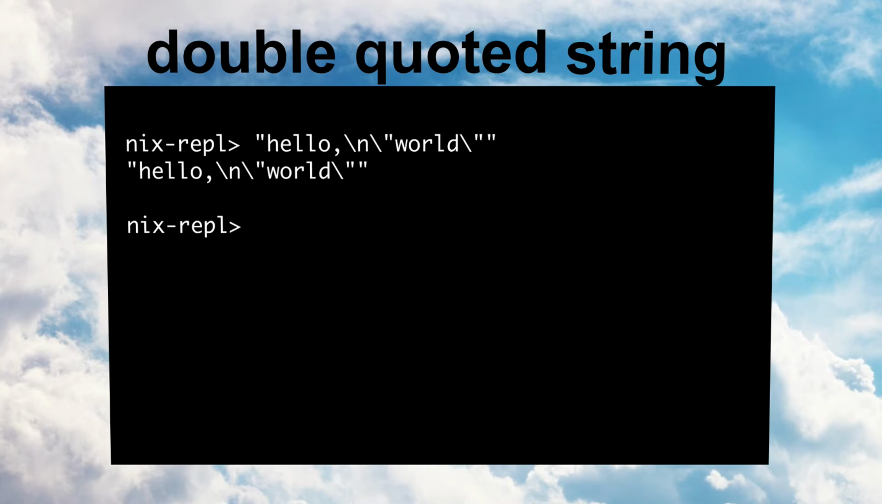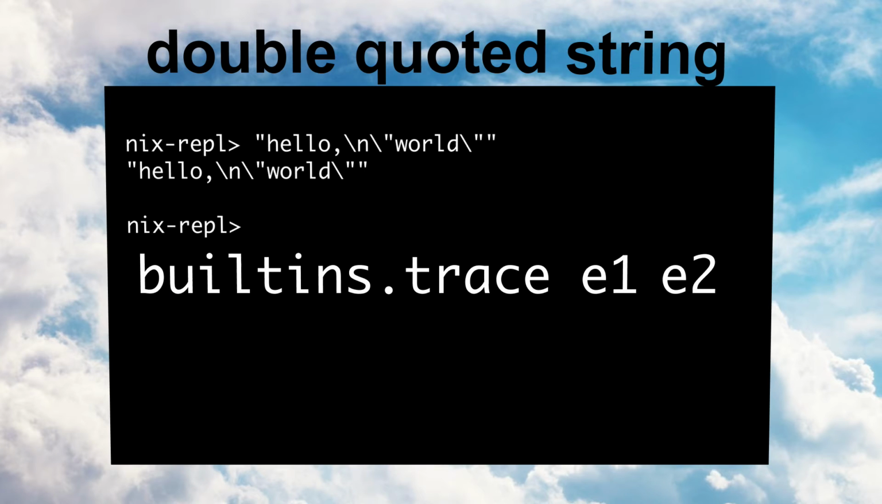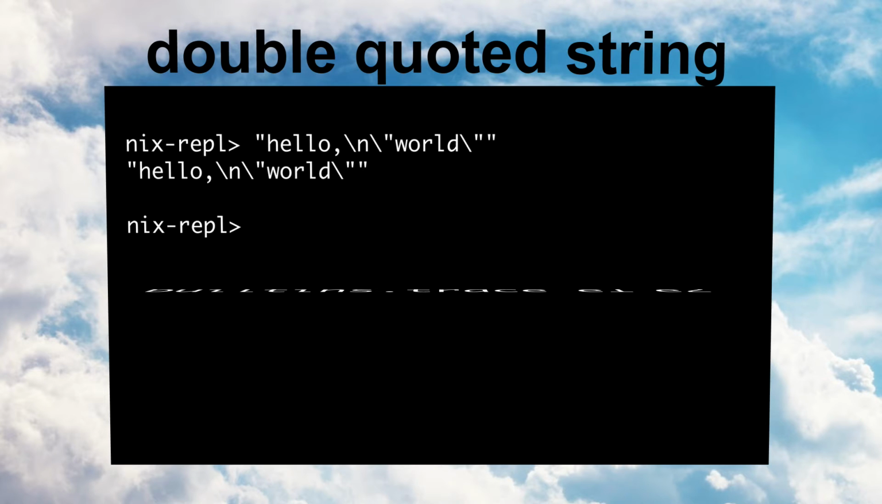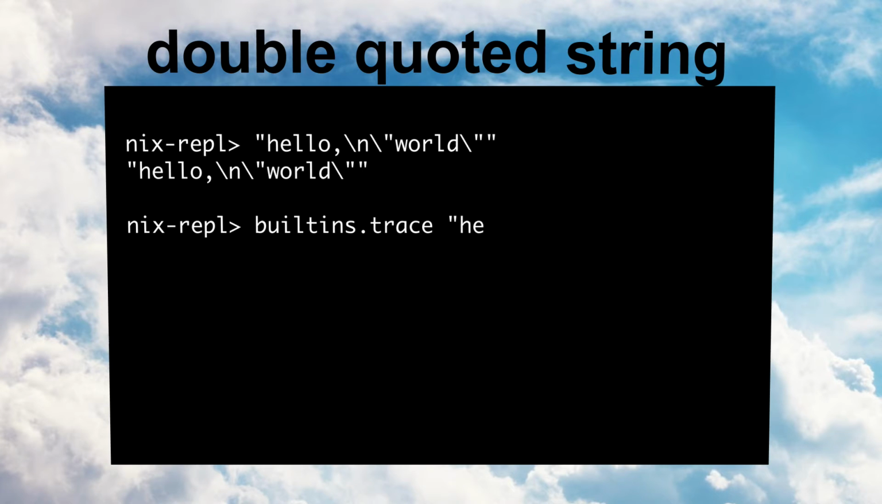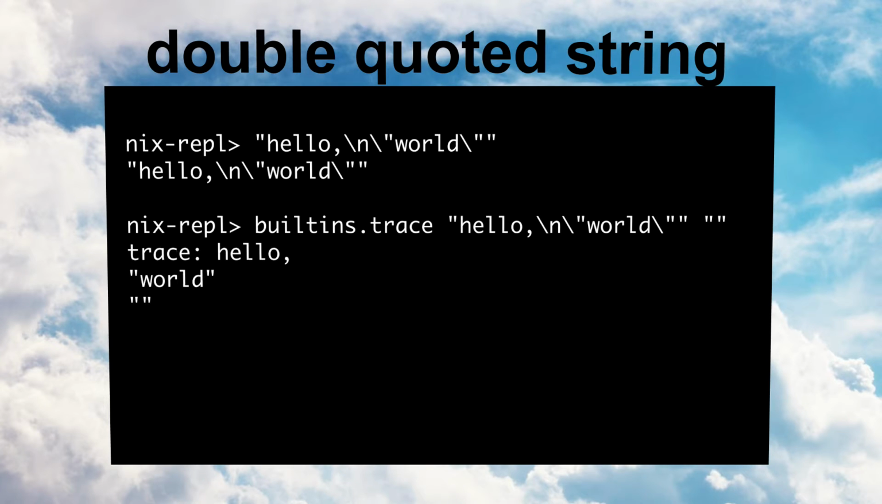However, like Haskell, Nix does have a trace function. Builtins.trace will evaluate its first argument and print it on standard error, and will return the value of the second argument. Builtins.trace is really intended for debugging purposes and is not something you are likely to use in production code. Using builtins.trace, we can now see what \n really does.